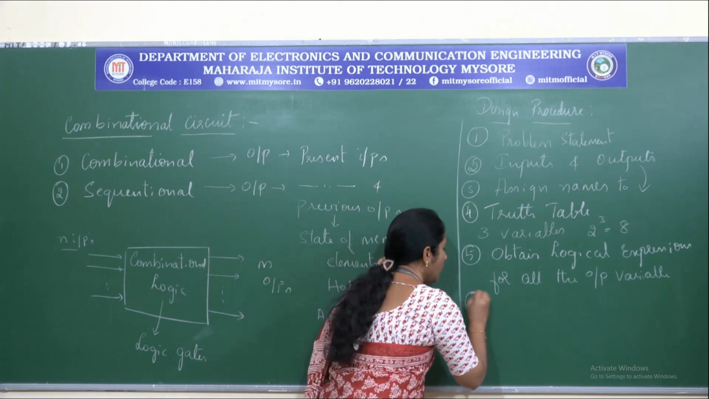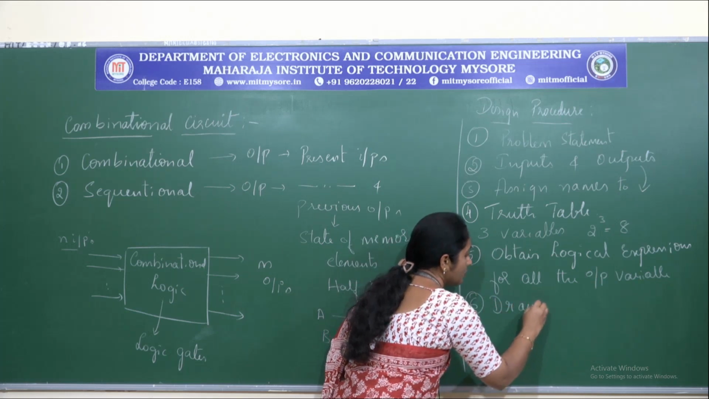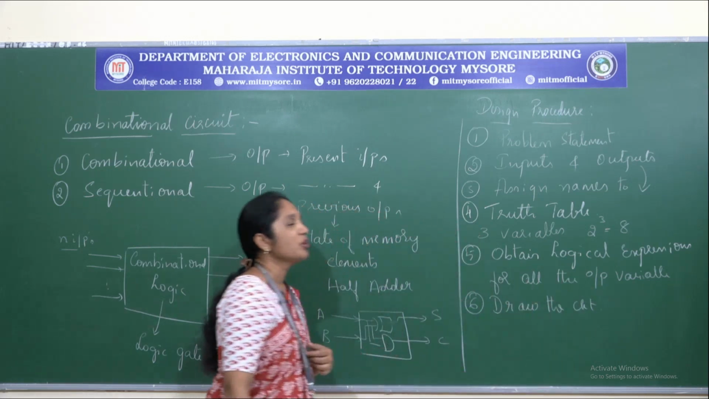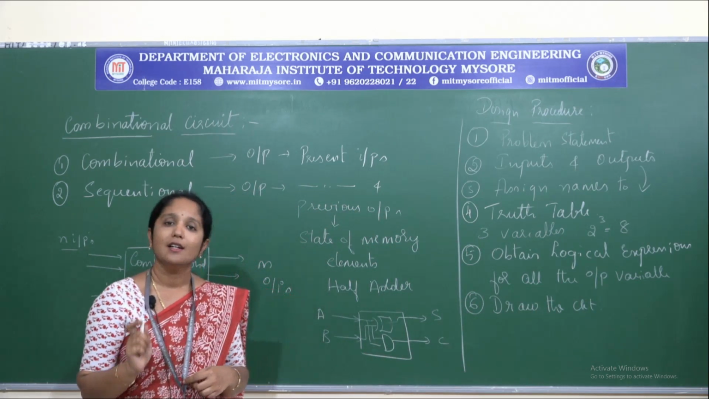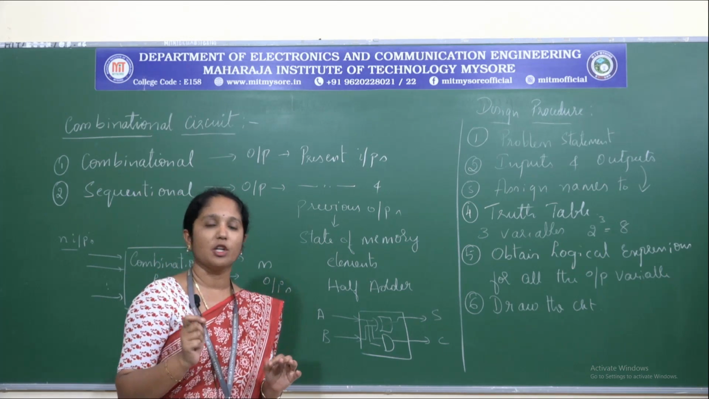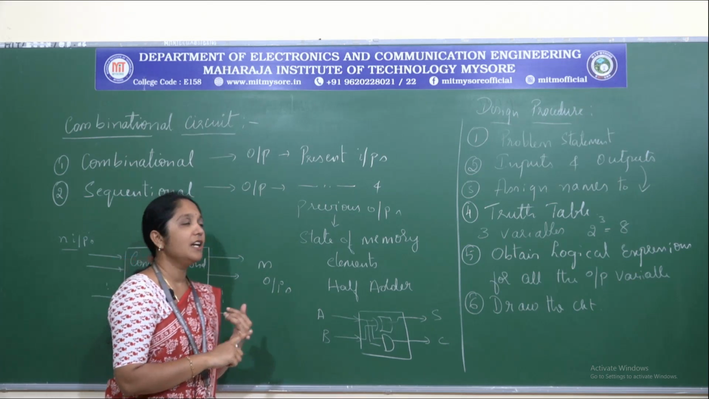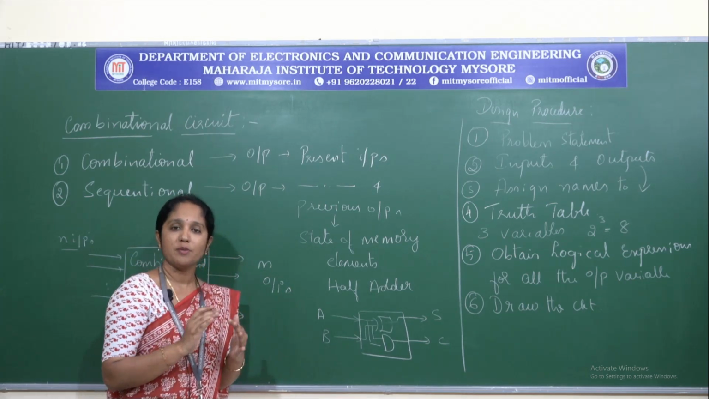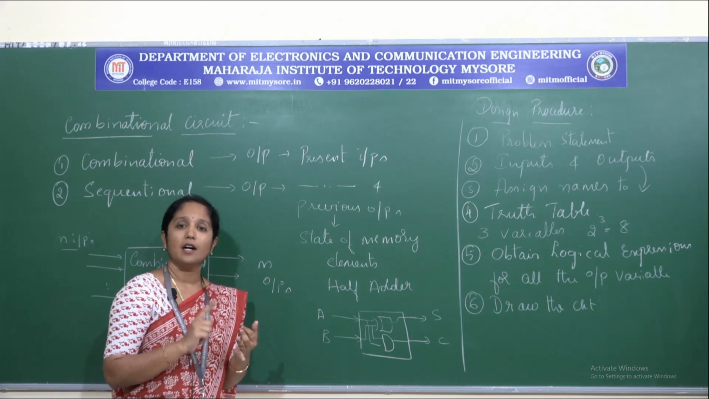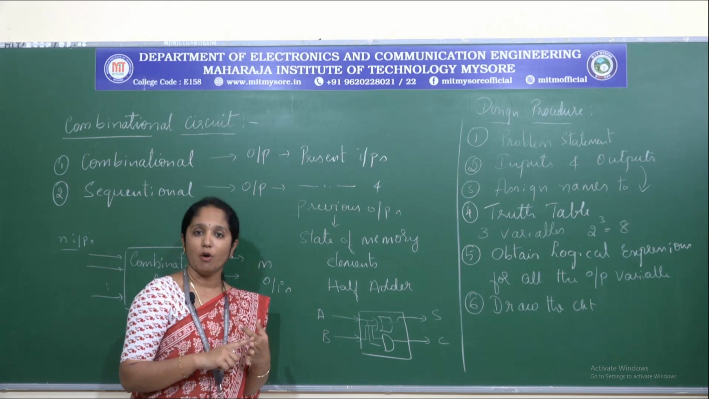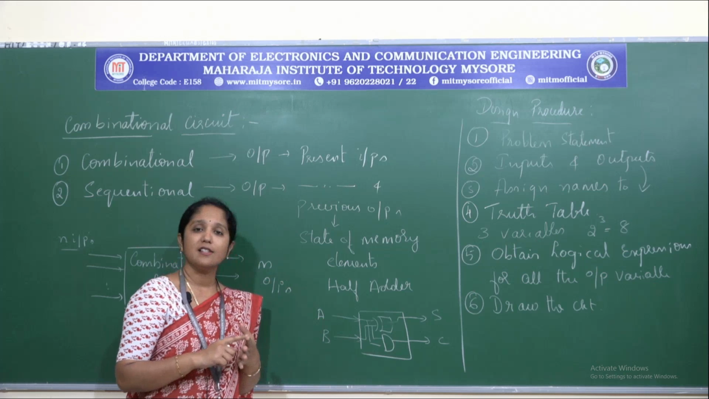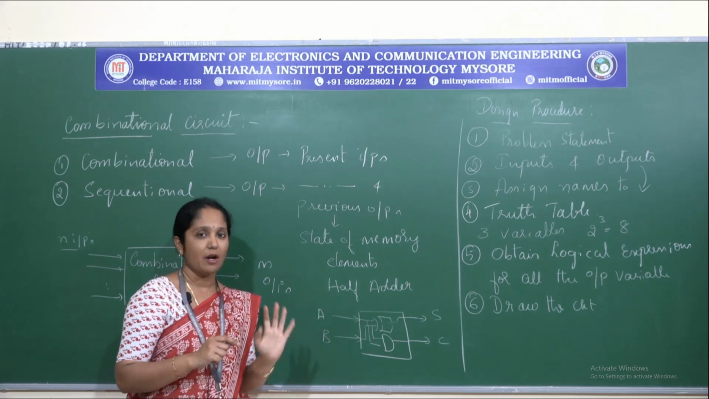So finally, we are going to draw the circuit. So these are the 6 steps we have in the design procedure of a combinational circuit. While designing a combinational circuit, we start from reading the problem statement that is given, and we identify the number of inputs and number of outputs which are required in order to realize that, and then we assign some variable names to those inputs and outputs.